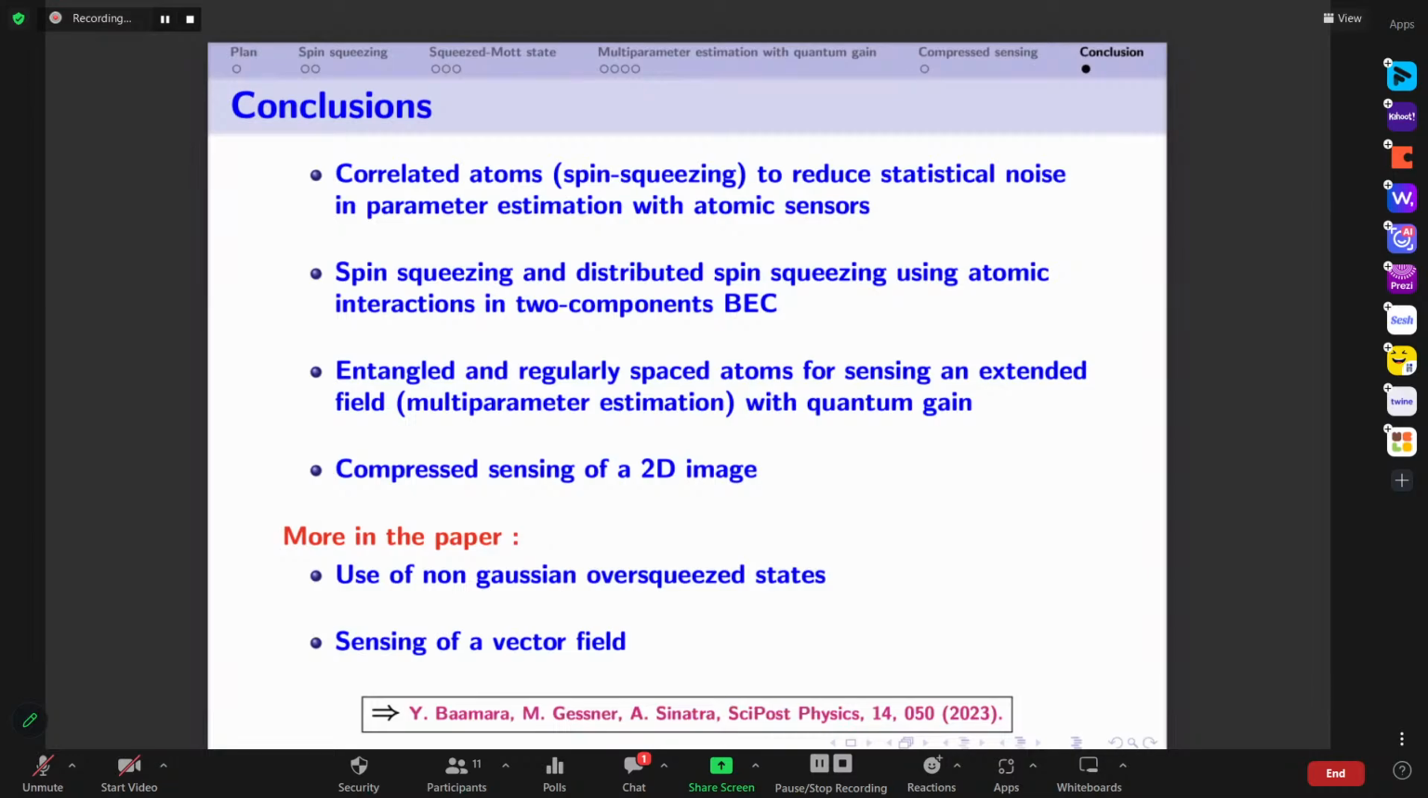May I, Chairman? Yeah, please. Go ahead. Alicia, what is the underlying Hamiltonian you used in your study? A 2D Bose-Hubbard or something else?